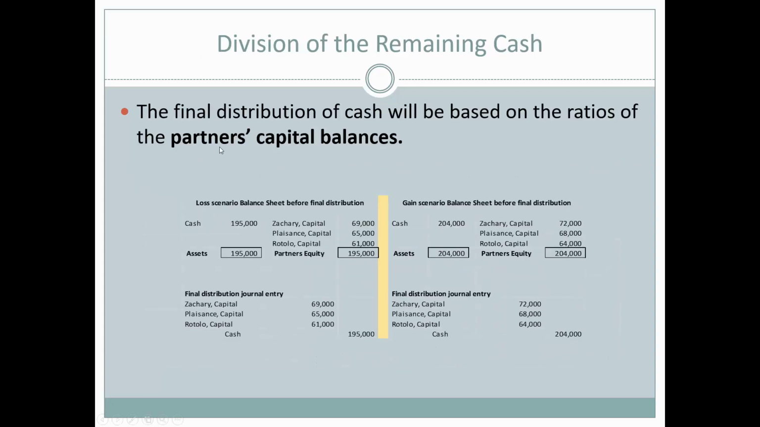So here we have the final distribution of cash will be based upon the ratios of the partners' capital balances. Well, let's look at what that looks like.